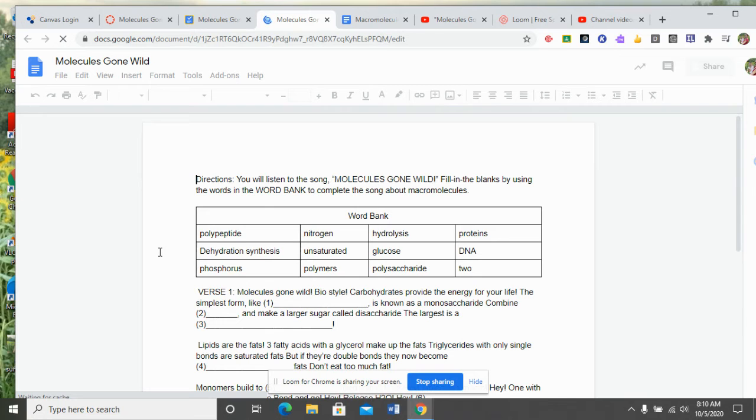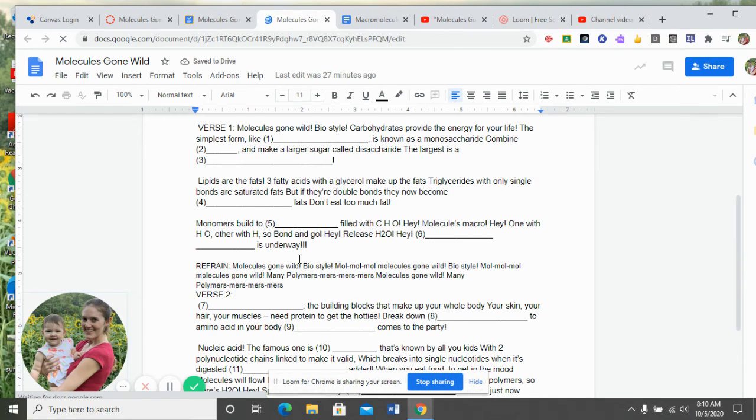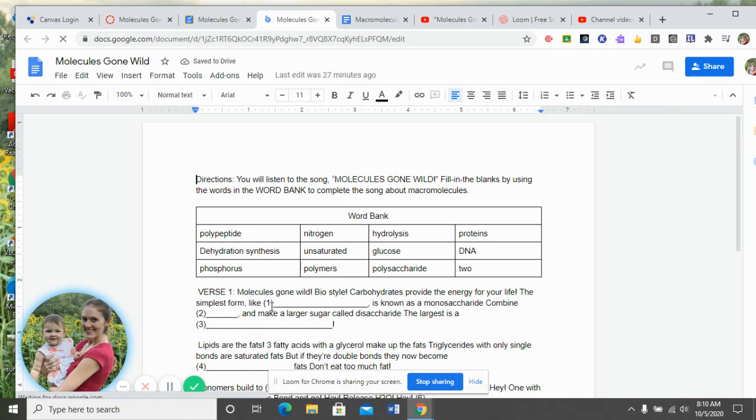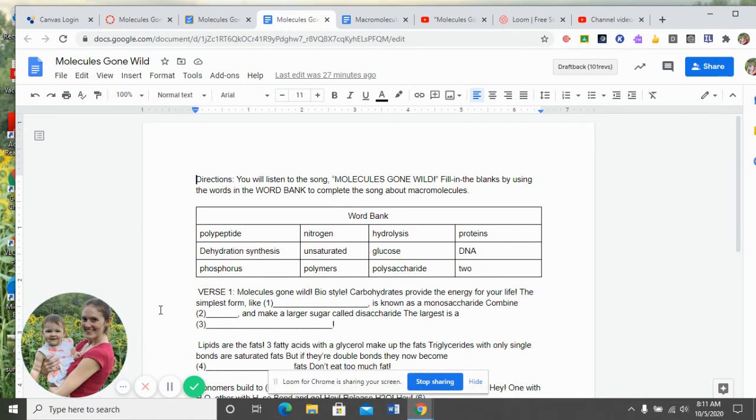This is what the lyrics sheet looks like. You have a word bank at the top, and you'll fill out the words here. So there's a couple blanks, they are numbered for you. And then if you want to, you can actually go through and sing the song. It will help you on your test. No, I'm not going to be grading you on how well you sing, but it does talk about the monosaccharides, the polysaccharides, and the functions. So you're going to have the polymer, the monomers, and the functions of everything. So it definitely will help you out.